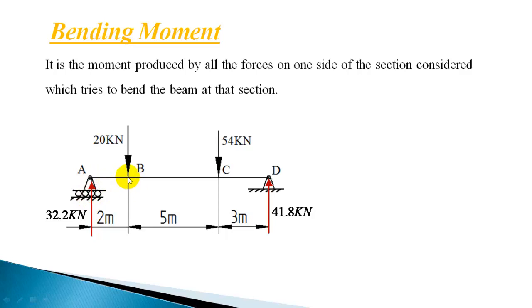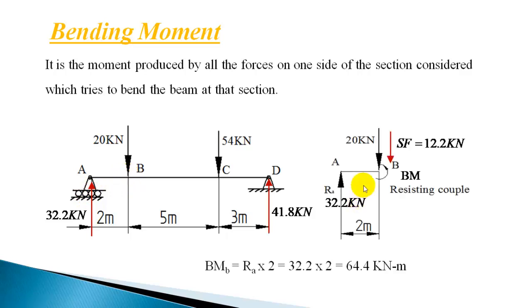That is the bending effect produced by this force with respect to this point. So you can see here, this is 32.2 into 2, so that will give 64.4 kilonewton meter. From the left side, when you sum up, when it is clockwise, you will take positive bending moment. So it is producing a positive bending effect. So you are getting the bending moment as 64.4 kilonewton meter.